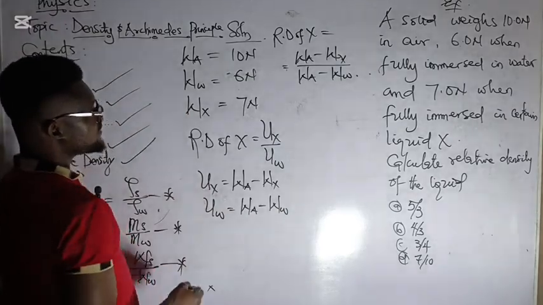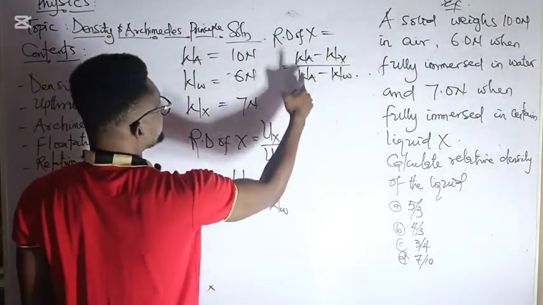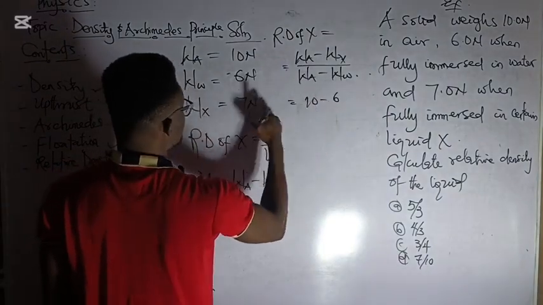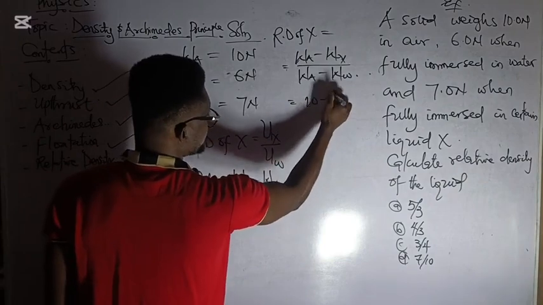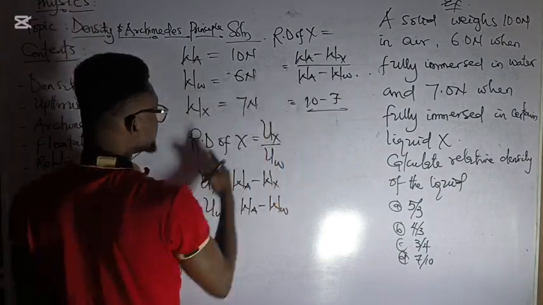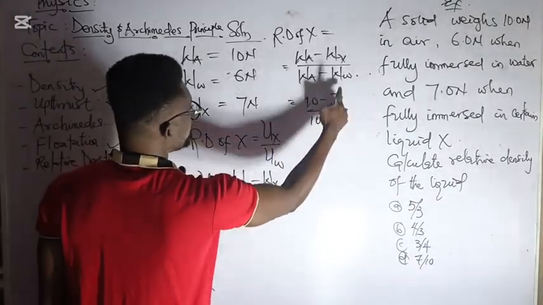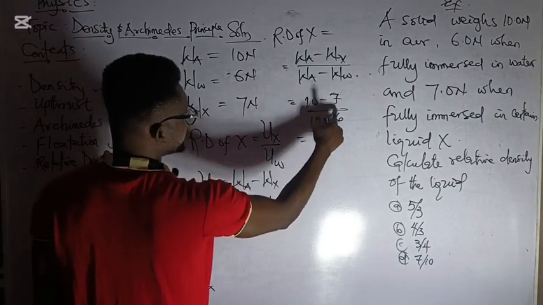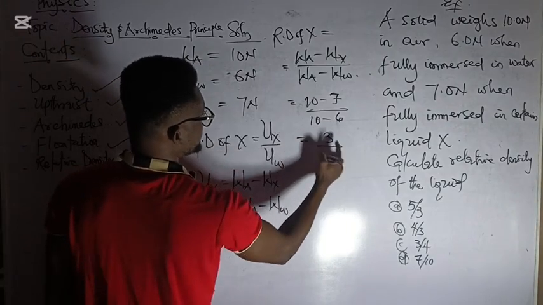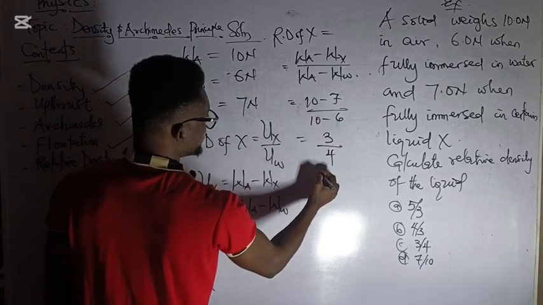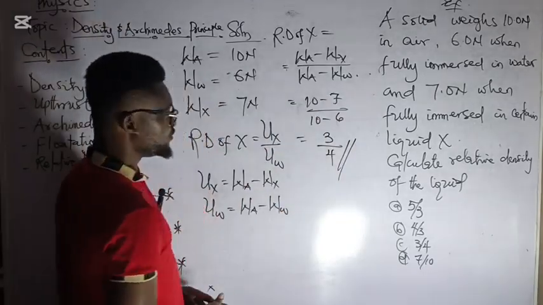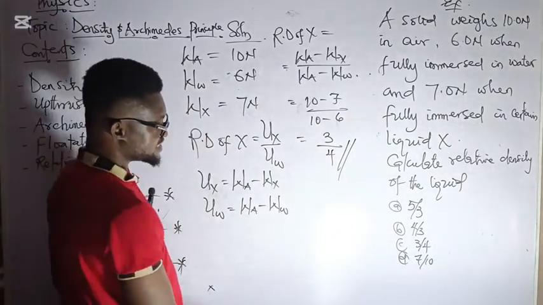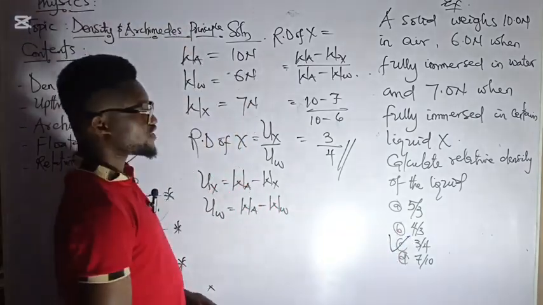So at this point, we have to do the substitution of the values. Weight in air is 10 Newton, weight in X is 7. Then we have weight in air as 10, weight in water is 6. So here we have 10 minus 7, we give 3. 10 minus 6, we give 4. And that gives the answer, no unit, remember, because we are talking about relative density. And that makes option C the correct option.